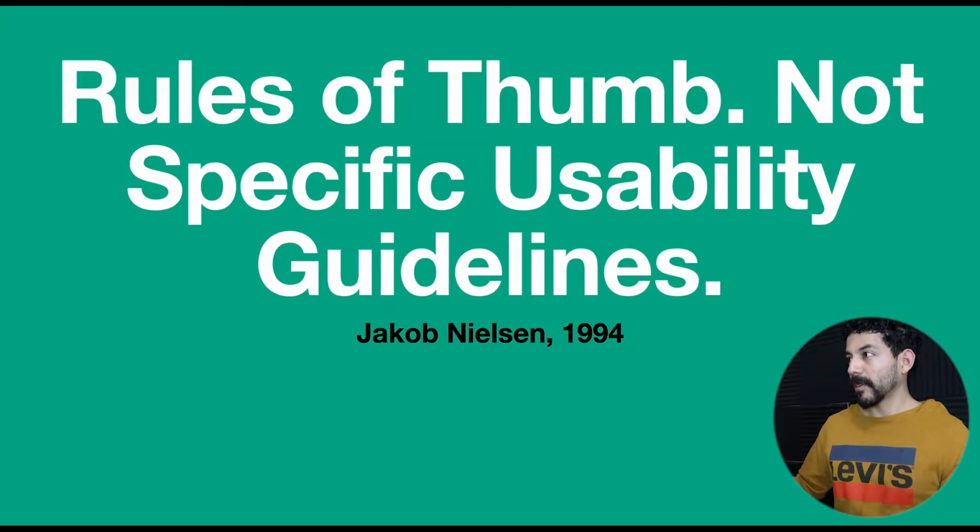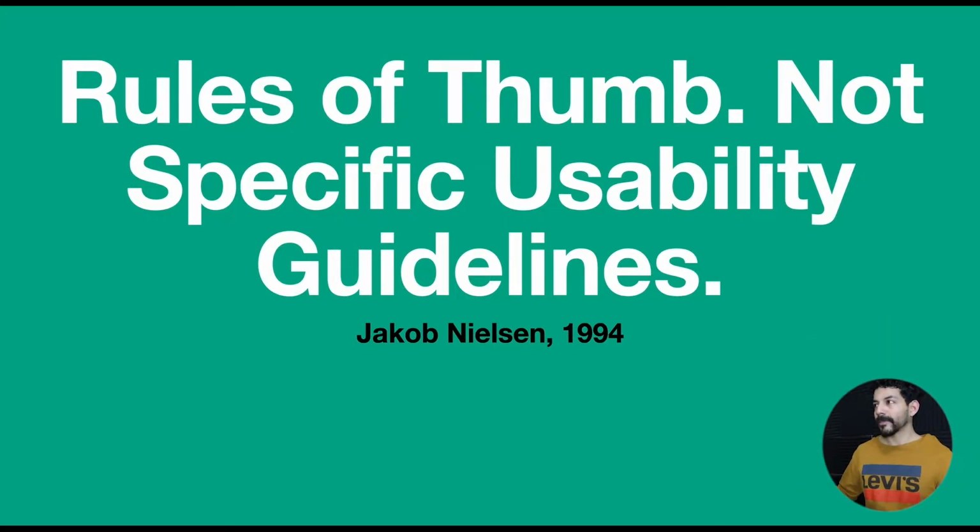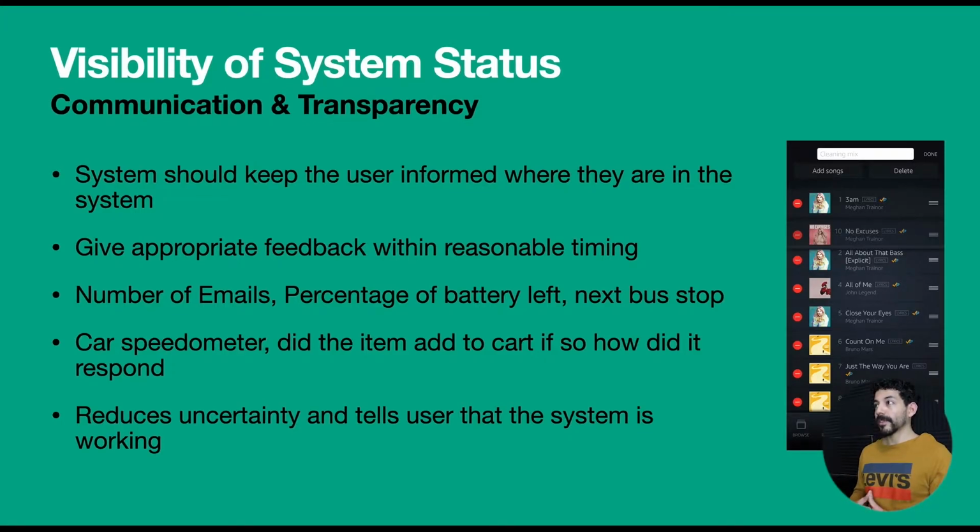So this is Jakob Nielsen, 1994. So it's been a while since he came up with these methods, and they're still being used today. So that means that they're actually really, really good. So the first one is visibility of system status.